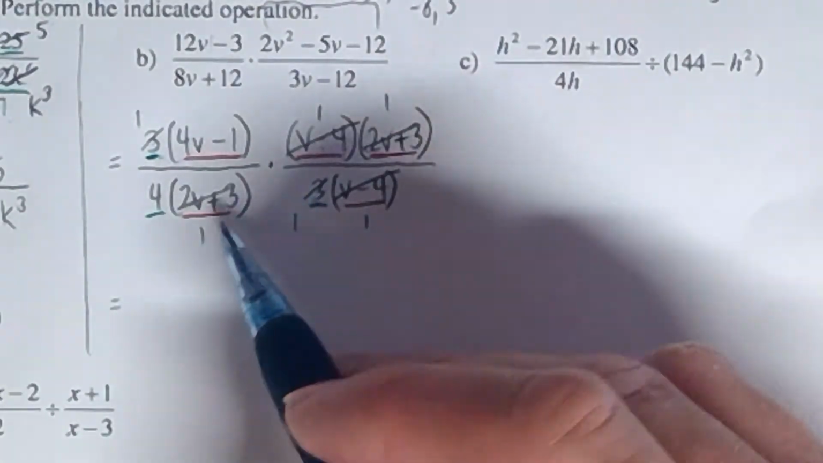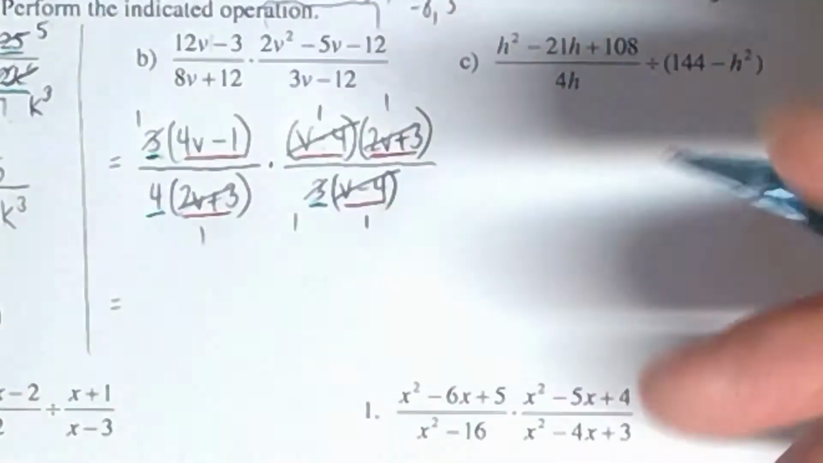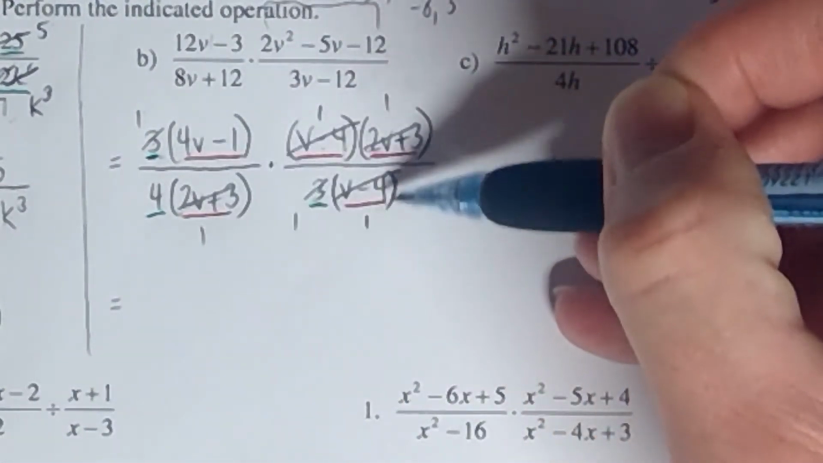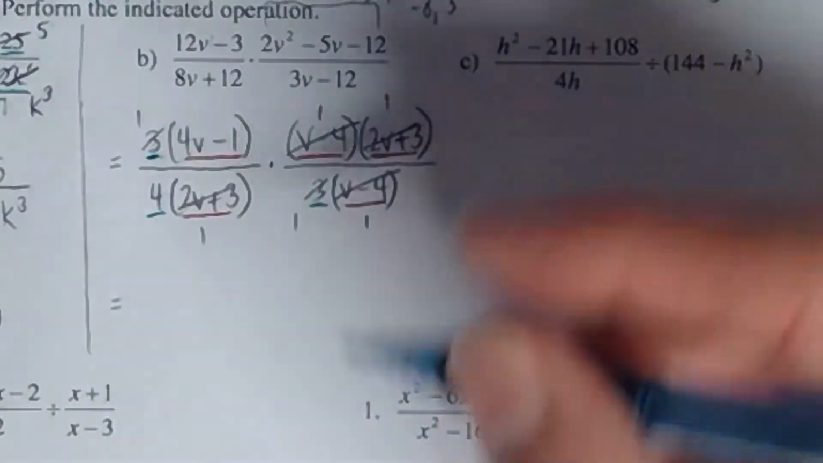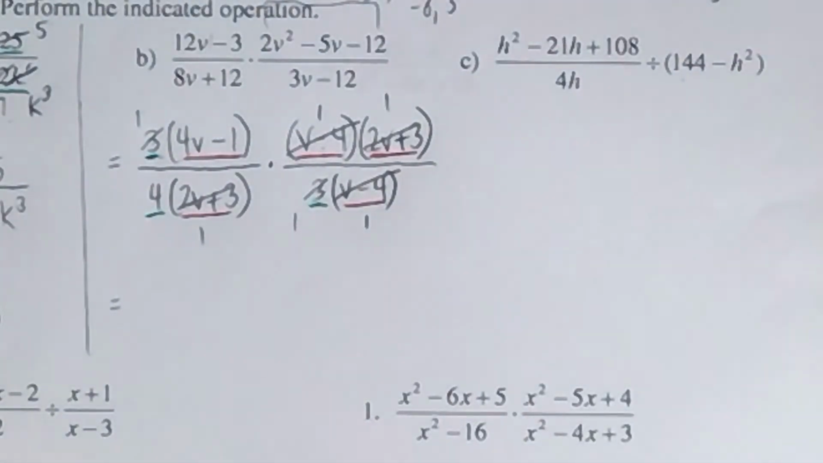Because the only one left, not including the ones here, the only red one left is 4v minus 1. And so you can't cancel that because there's not another 4v minus 1 or something similar with the opposite sign thing going on to match up with the 4v minus 1. Okay? And so that's all that we can do as far as the red ones.